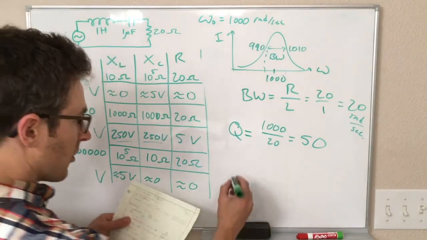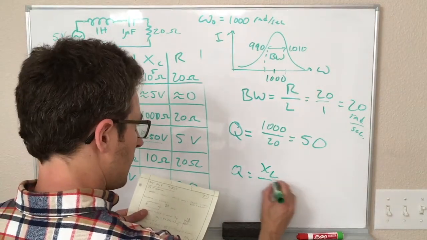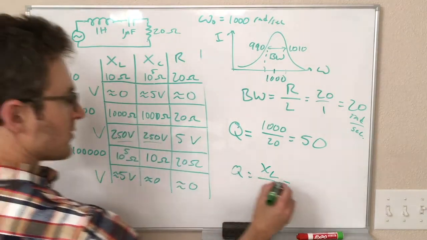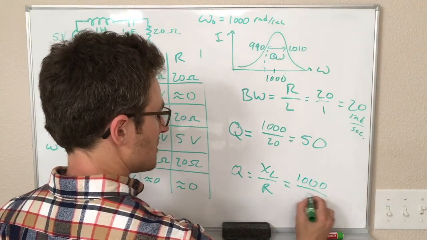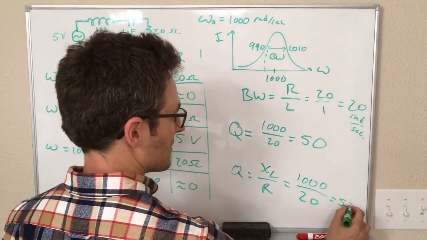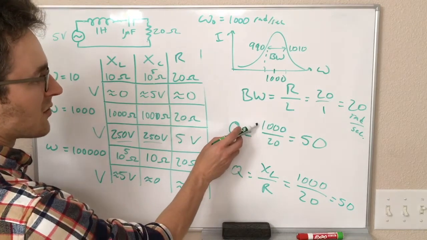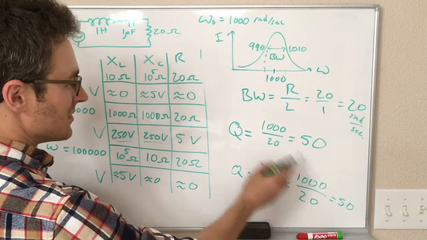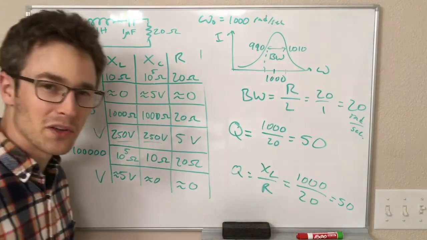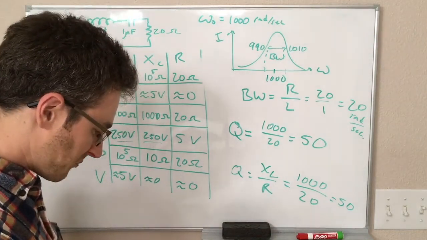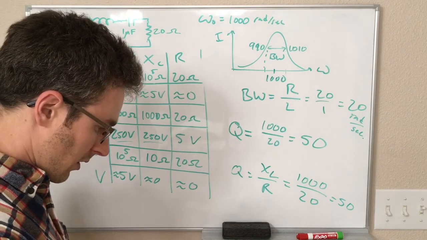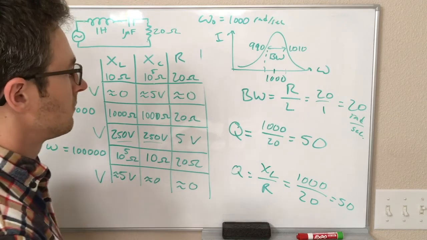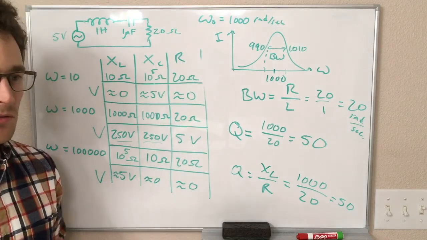The other way of finding Q, of course, was XL over R, and this was XL at the resonant frequency. So that was 1,000 ohms divided by 20 ohms. So that also gives us 50. Remember, this was 1,000 radians per second divided by 20 radians per second. This is 1,000 ohms divided by 20 ohms. It is a coincidence that those are the same. In general, they are not the same values. All right, I think that's all of our different things we can calculate for this. Yeah, so resonance is fun and interesting.